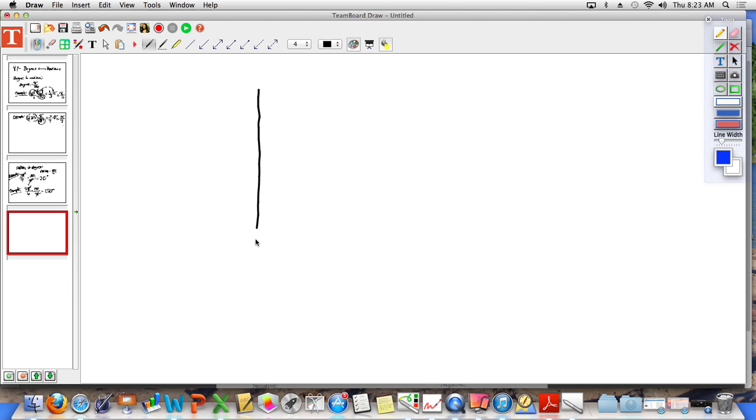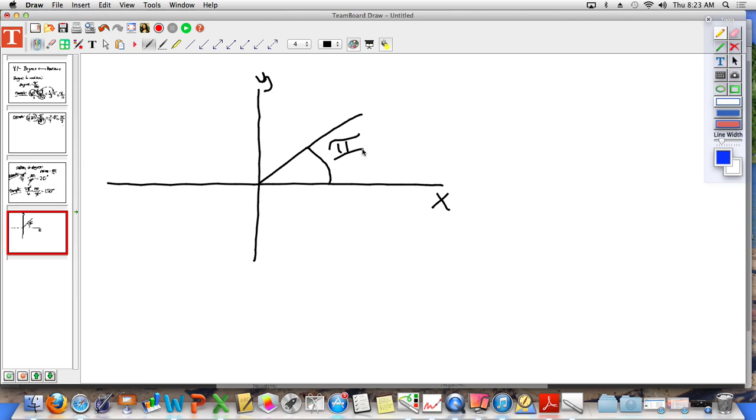I'm going to give you some problems where you're going to have an x and a y axis. And I'm going to tell you that this right here is pi over 4. This angle right here is pi over 4, which is 45 degrees. But your job is going to be to figure out what is the angle measure from here to here. So you're going to have to do a little bit of thinking here.